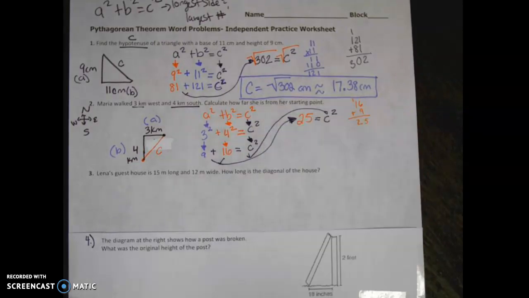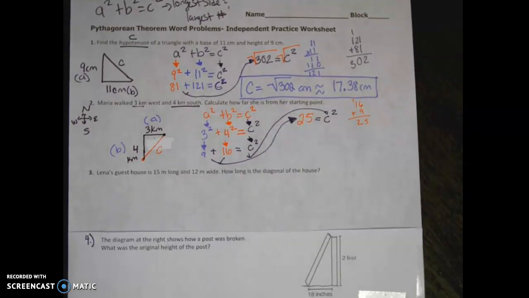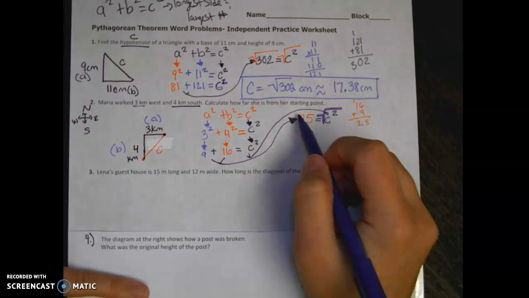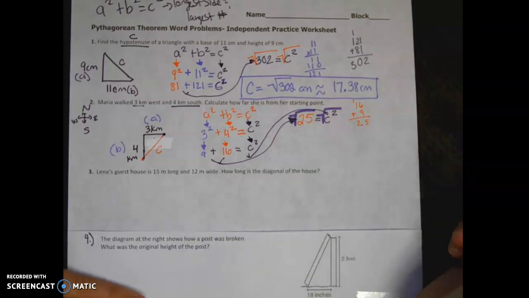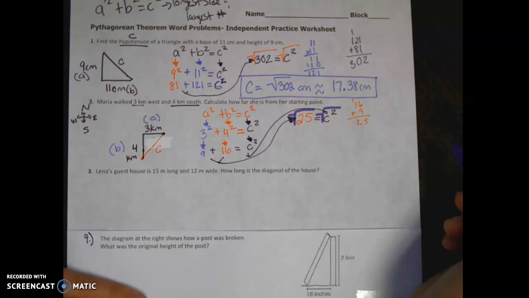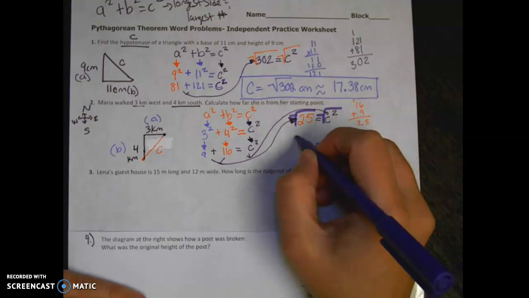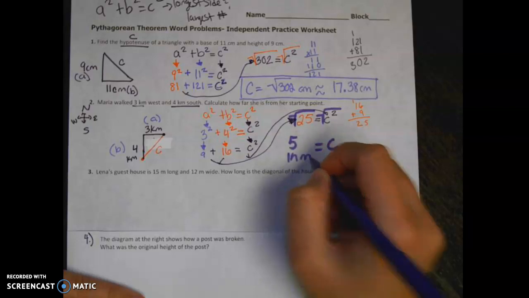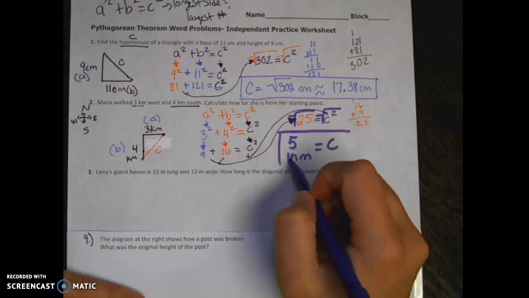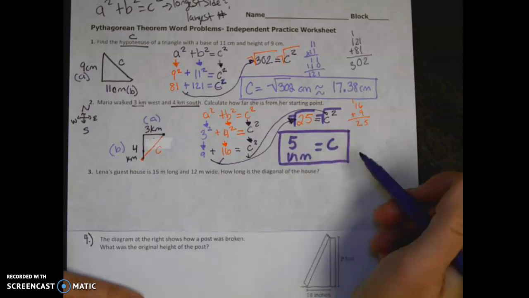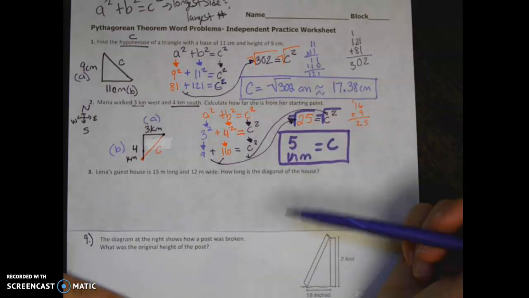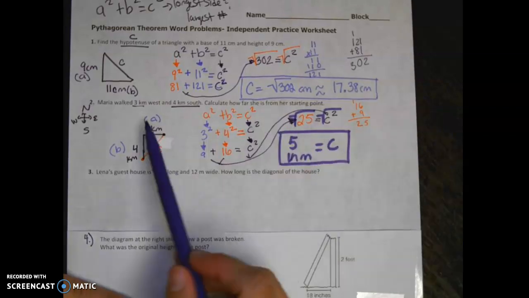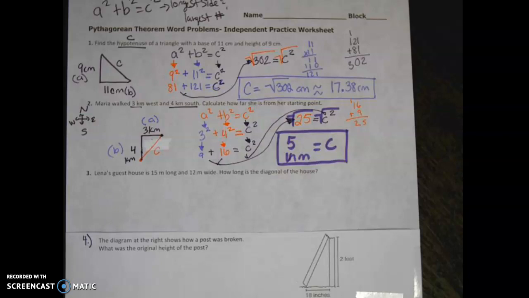Now, this one's pretty easy to solve. The opposite of a squared number is square rooting. So put the square root over both. What number times itself is going to give me 25? 5. Yep. So now I know from her starting point to her ending point, it's 5 kilometers. Sometimes they will be perfectly even and have easy numbers instead of like up here. This is a Pythagorean triple. I get one whole number for each spot. Let's move on to number 3.